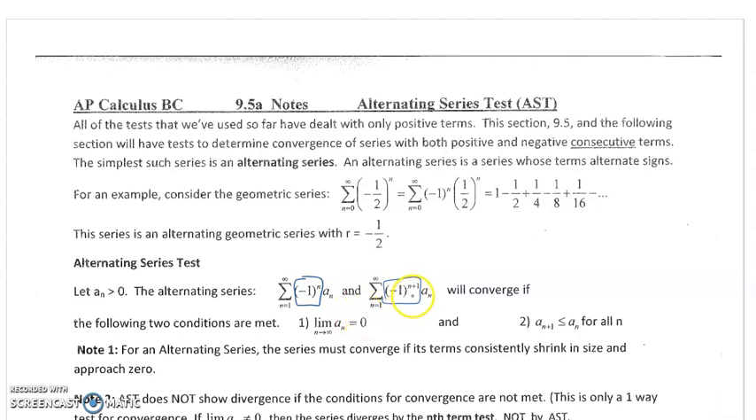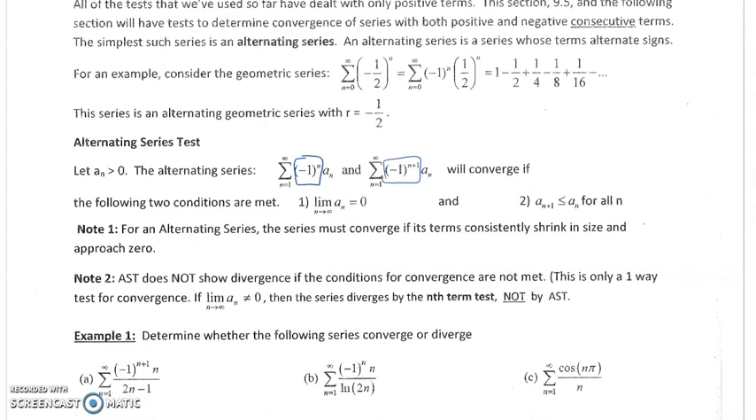Not only that, but we have to say that for all values of n, the next term is smaller than or equal to the previous term. The n plus first term is the term that follows the nth term. So we have to see this continually decreasing sequence of values in order for this to work. Okay, so again, we have to show each of these two different pieces in order to use the alternating series test.